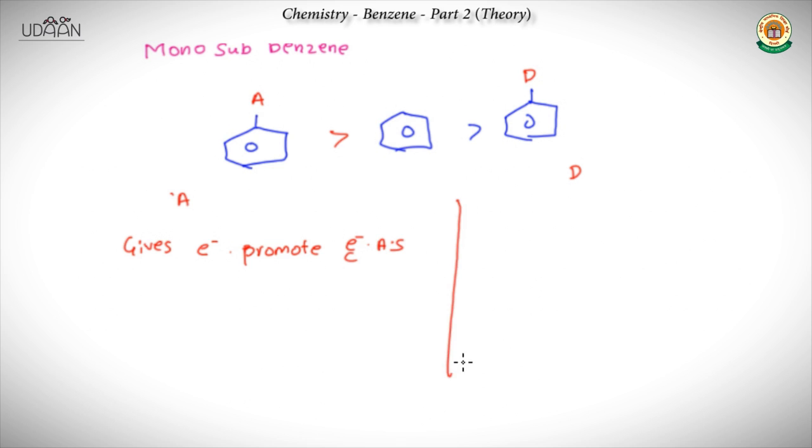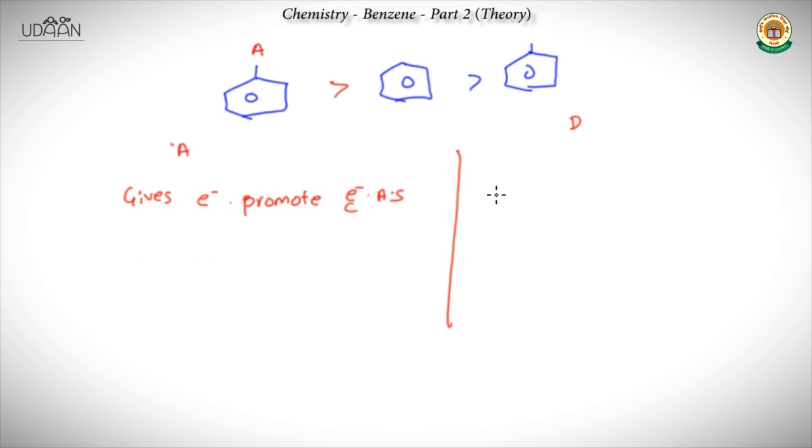Now deactivators are those substituents which take away electrons from the benzene ring and deprotomote the EAS reaction.